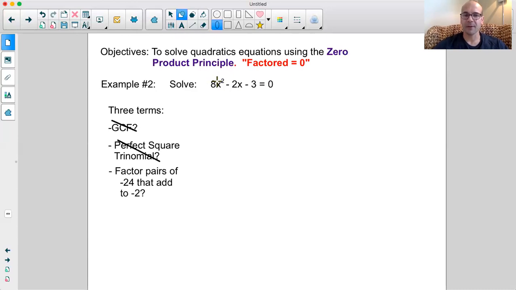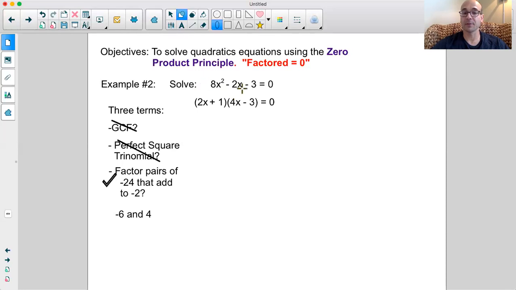And remember, when you have a number in front of x squared, we did a lot of different work on this, but ultimately it boils down, most efficient is factor pairs of -24 that add to -2, and those numbers are -6 and 4. And you can use that information a couple different ways. I use it as efficiently as possible to come up with a factored expression, and now I have exactly where we wanted to be. Factored equals 0.